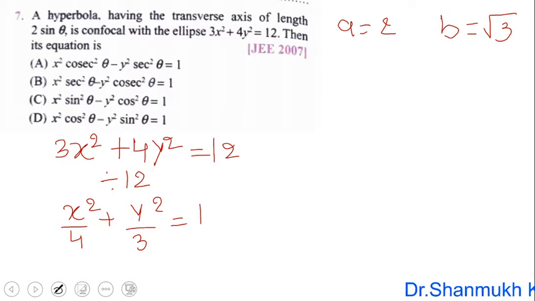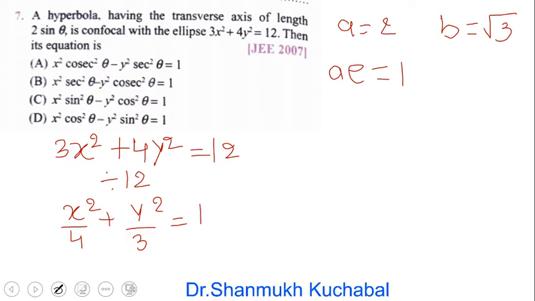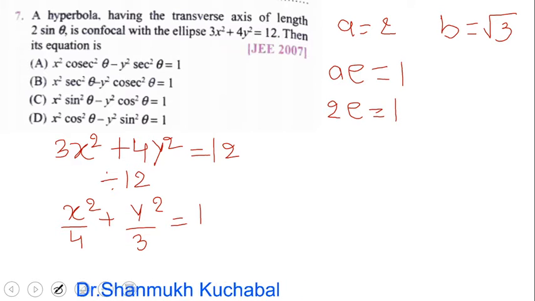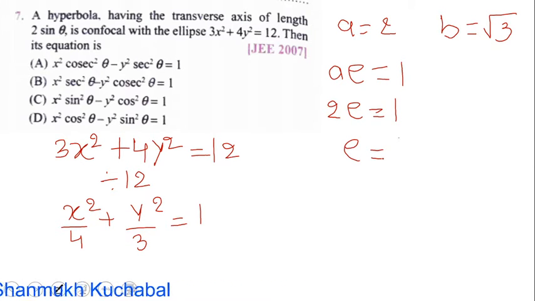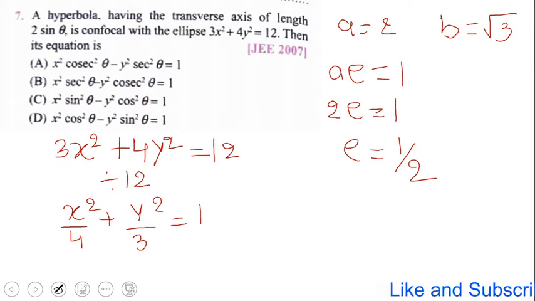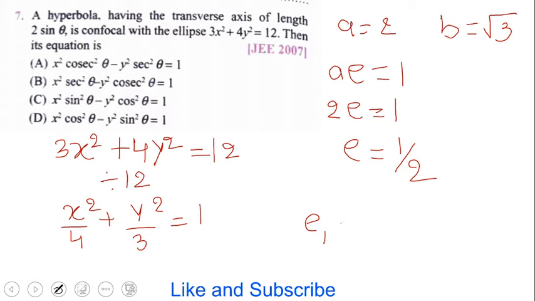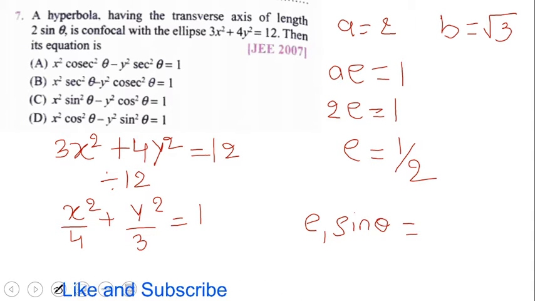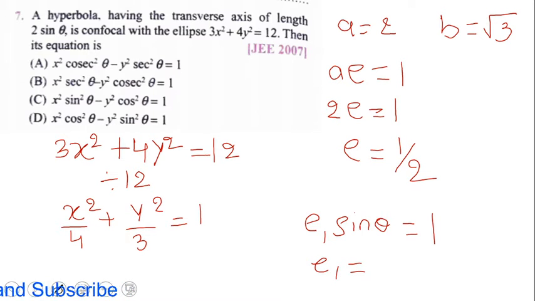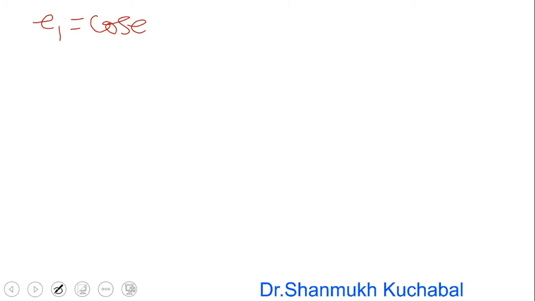Further, we'll take the relation between a and e, given by the formula ae = 1. The value of a is 2, so using this we calculate e as 1/2. Then the eccentricity e₁ of the hyperbola: they have given the transverse axis as 2 sin θ, so we take e₁ sin θ = 1. So e₁ = 1/sin θ, which is cosec θ.